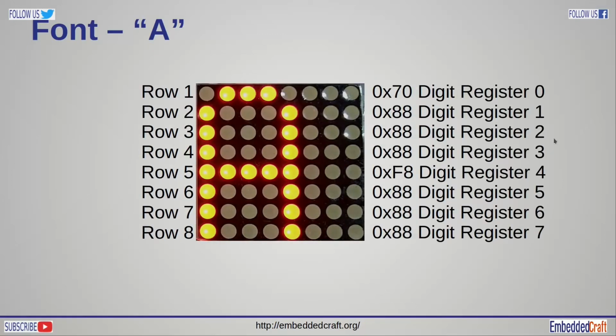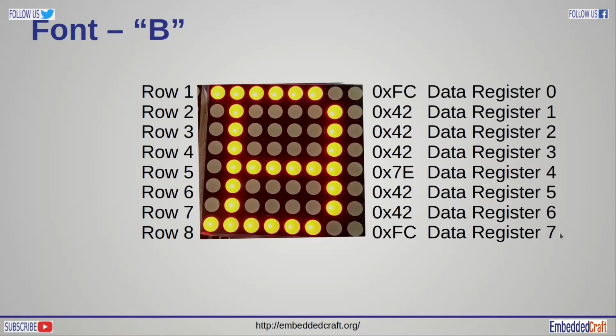If we want to display character A on the LED display, we need to write 0x70 into digit register 0, 0x88 into digit register 1, and so on. In this way, we can create fonts. In the same way, we will be able to write character B. We need to write 0xFC into digit register 0, 0x42 into digit register 1, and so on. We have figured out the values that need to be written in the data registers.